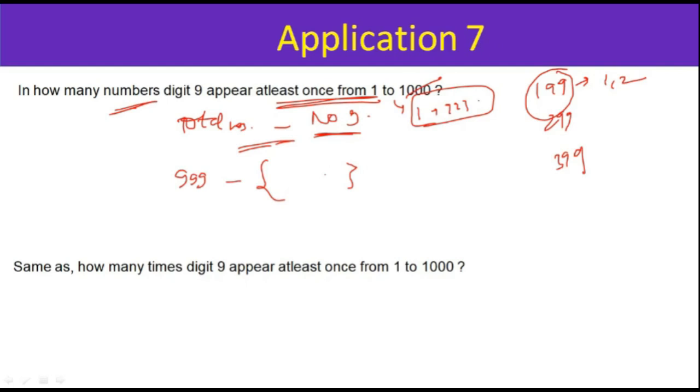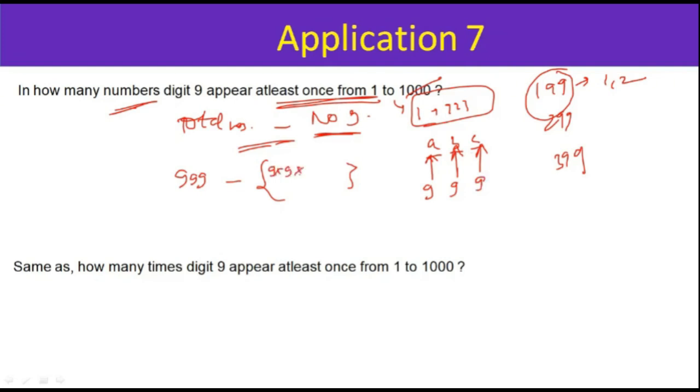So if I don't want digit 9 here, I have 3-digit numbers, right? A, B, C. A can't be 9. Rest, A can be anything. So I have 9 possibilities here. Similarly, B can take any value from 0 to 8. I have 9 possibilities here. C can again take any value from 0 to 8, right? Because I don't want a 9 in either of the places. So again, I have 9 possibilities here. In total, it's 9 into 9 into 9.